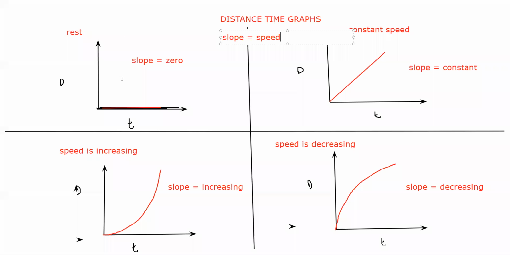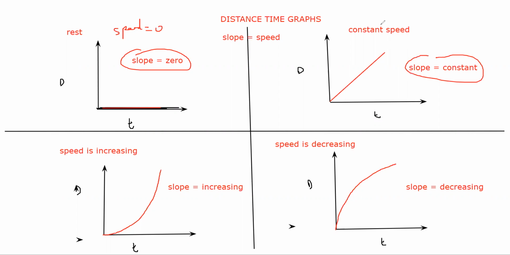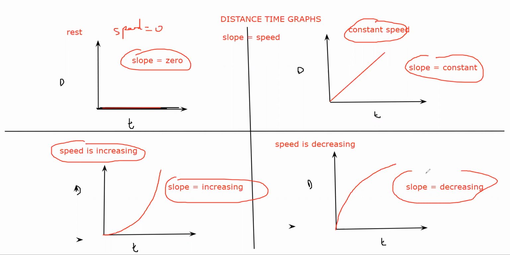So you can see in the first example, the slope was 0. If the slope is 0, it means the speed is also 0. In the second example, the slope is constant. If the slope is constant, it means the speed is constant. If the slope is increasing, it means the speed is increasing. And if the slope is decreasing, the speed is also decreasing. So in the distance time graph, the slope actually represents the speed of the moving object. Is it clear?